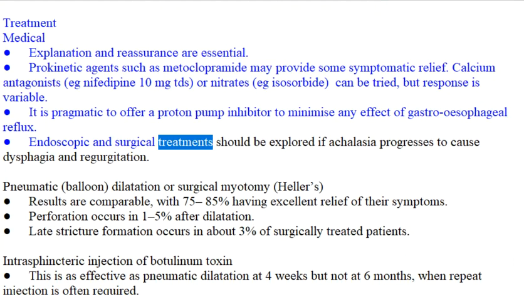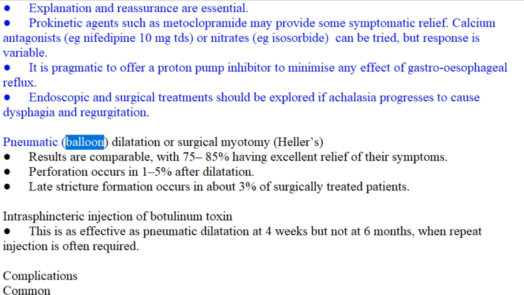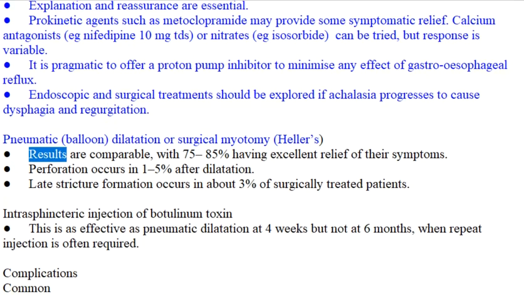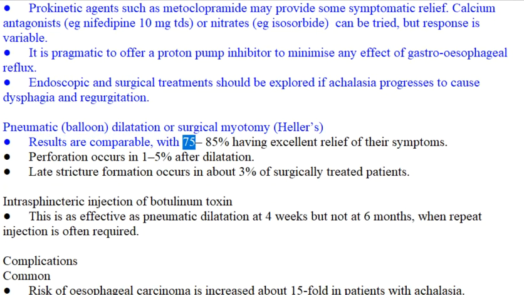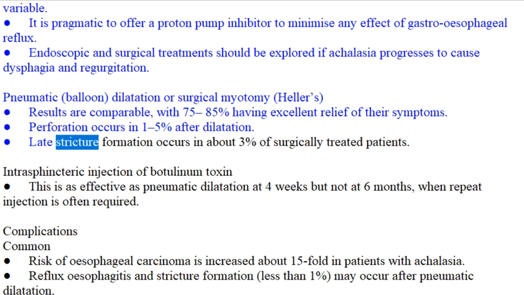Endoscopic and surgical treatments should be explored if achalasia progresses to cause dysphagia and regurgitation. Pneumatic, balloon, dilatation or surgical myotomy, Heller's. Results are comparable, with 75–85% having excellent relief of their symptoms. Perforation occurs in 1–5% after dilatation. Late stricture formation occurs in about 3% of surgically treated patients.